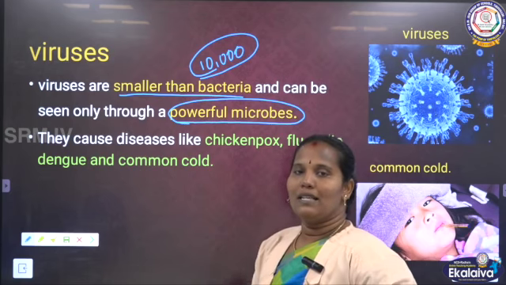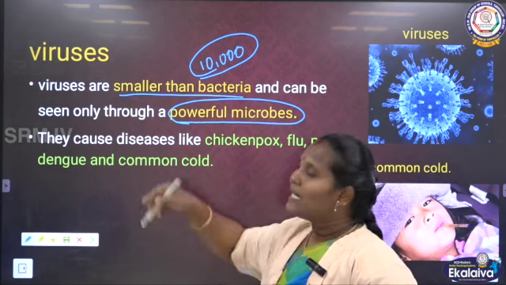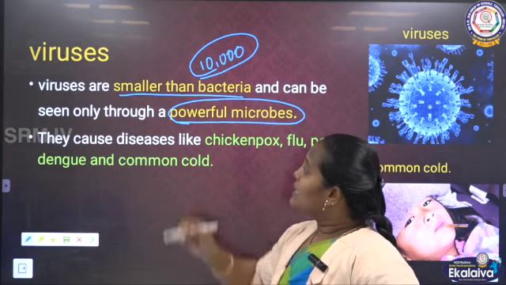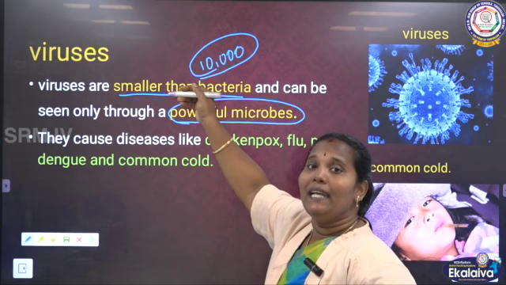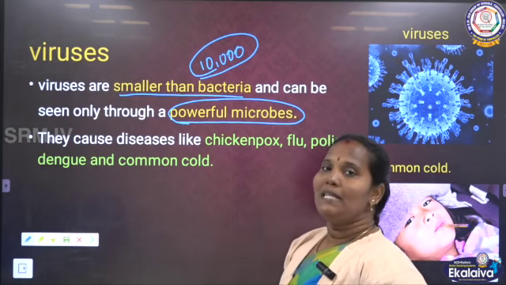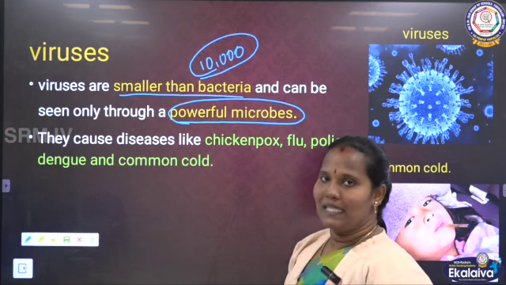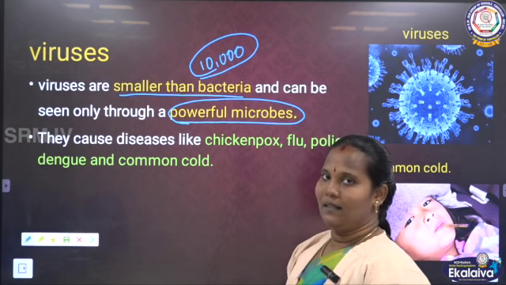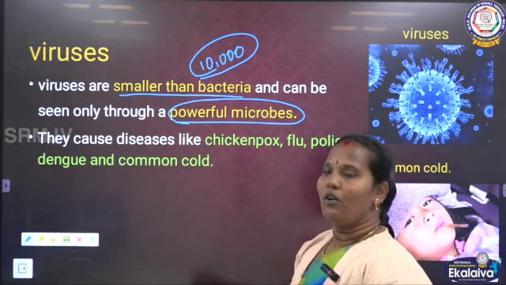I showed the microscope in the last slide. With the usual microscope we can see other microbes, like bacteria, fungi, and algae. But a virus is even smaller than bacteria, 10,000 times smaller, so we need a special microscope, like an electron microscope, advanced microscopes. With these we can see viruses. Clear? Viruses also cause a lot of diseases.